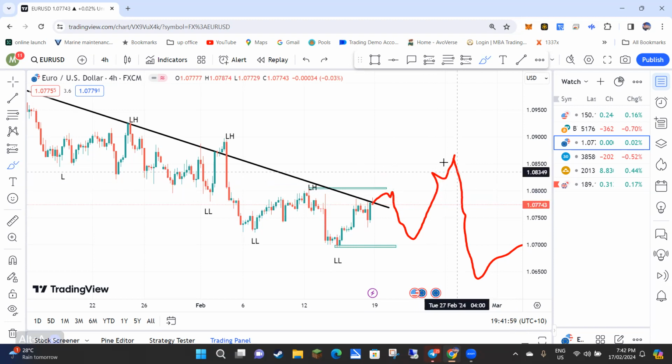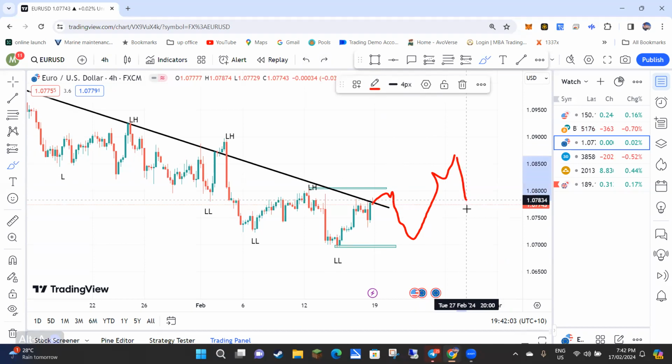But if instead of that, the market just came to here and then started coming up again, now it's really full confirmation that an uptrend has started because we formed a high, a higher high, a higher high, and we've got a low and a higher low. So we've definitely got an uptrend started now.